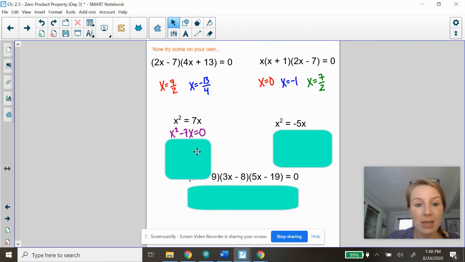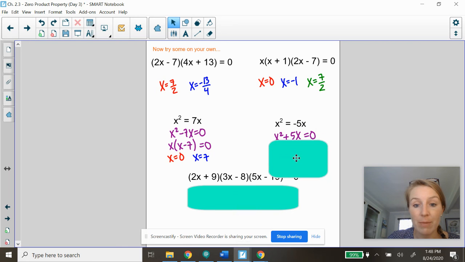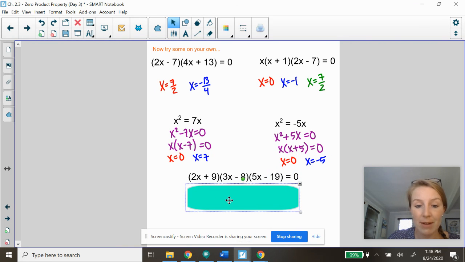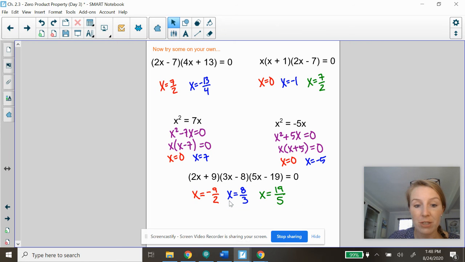On this one, we need to rearrange it. So I've subtracted 7x from both sides. I then need to undistribute, and then I'll get my 2 solutions. On this one, we're going to rearrange by adding 5x to both sides. We're going to undistribute, and then we'll get our 2 solutions. And last but not least, we have another situation where we have 3 solutions.